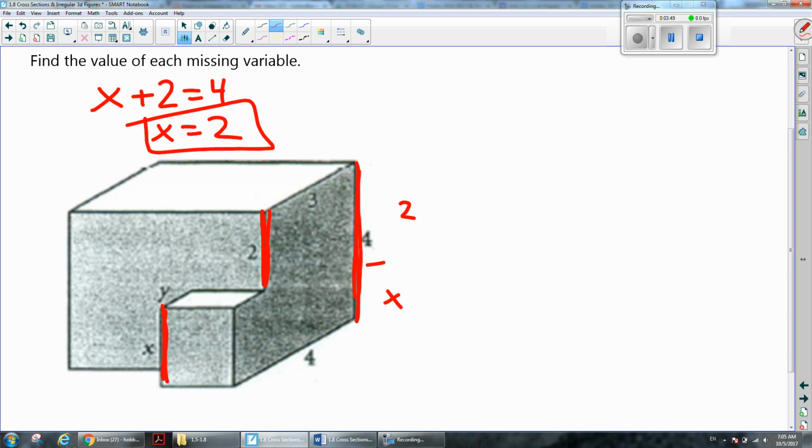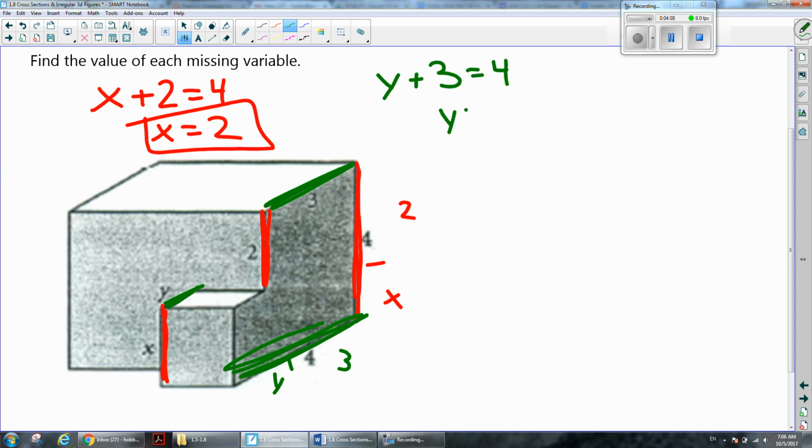Okay, when we look at y, y is going kind of horizontally. Here's another horizontal piece. Here's the whole horizontal piece. So if we look at the 4, this little part here was y, the rest of it's 3. So we can say that y plus 3 equals that whole length of 4. So y would just be 1.